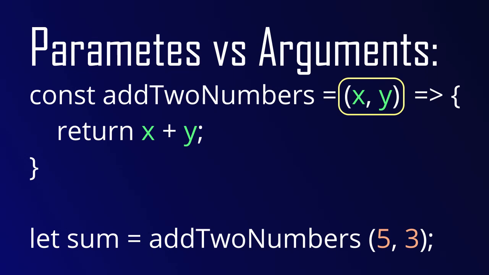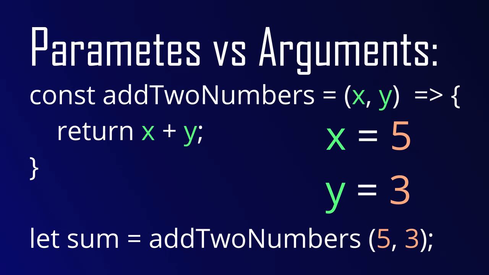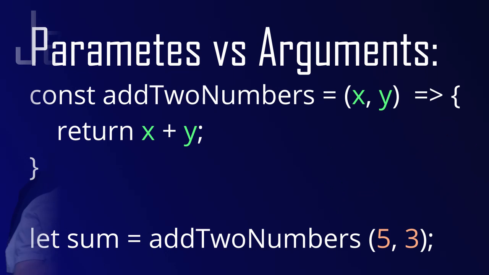Parameters are the variables declared and used in a function. In our example, x and y are our parameters. Arguments are the values passed into the function. In our example, 5 and 3 are our arguments. When a function is called, the parameters are given the values of the arguments passed into them. In our example, x now equals 5 and y now equals 3.